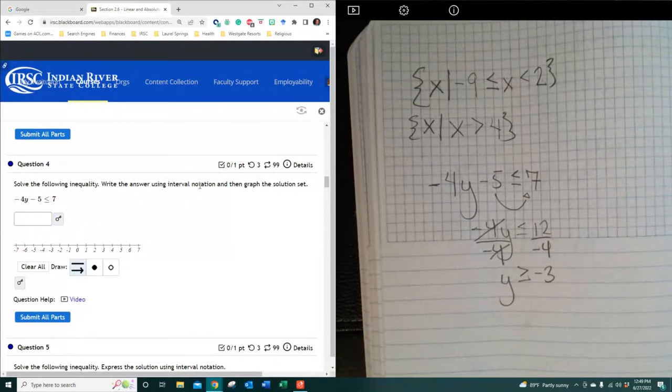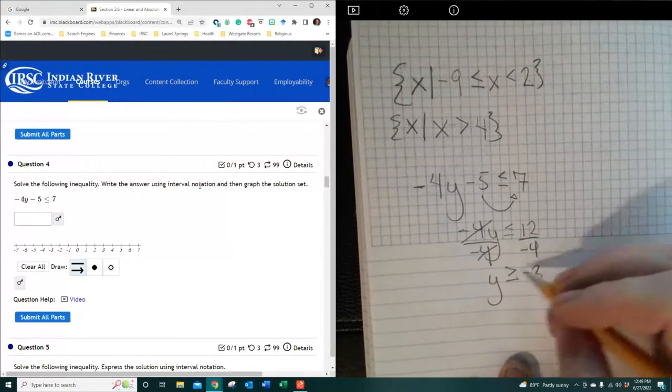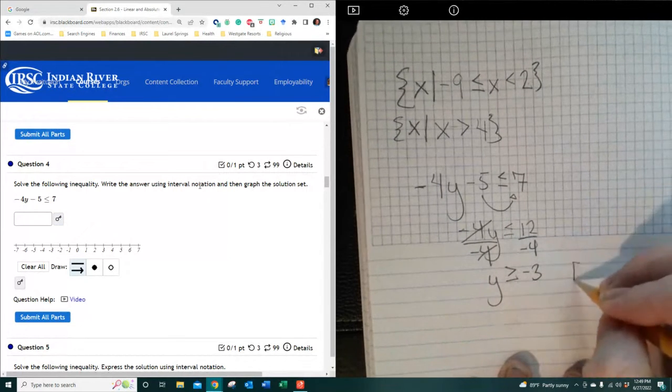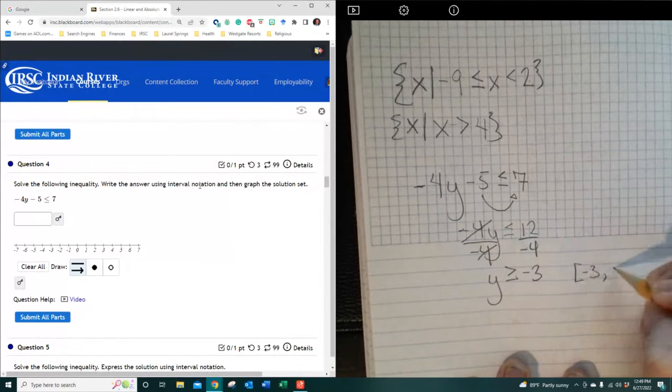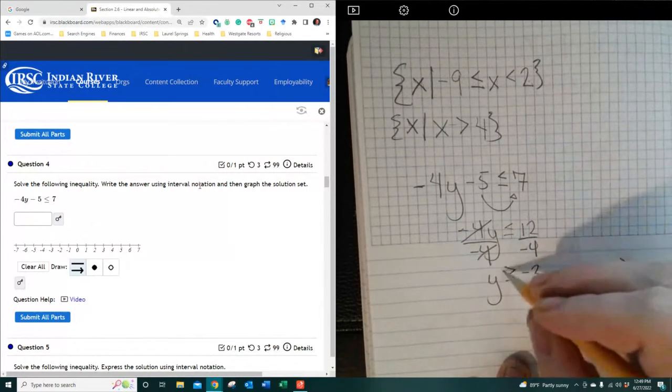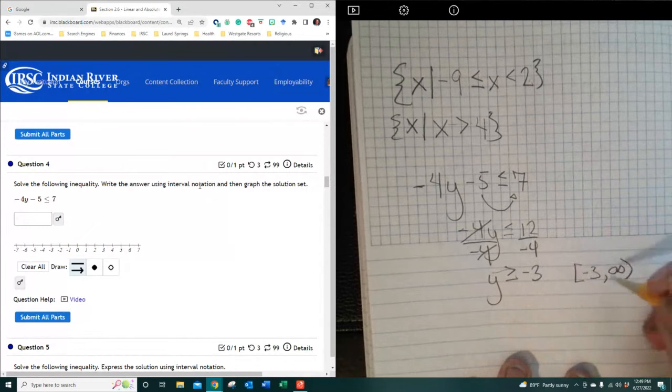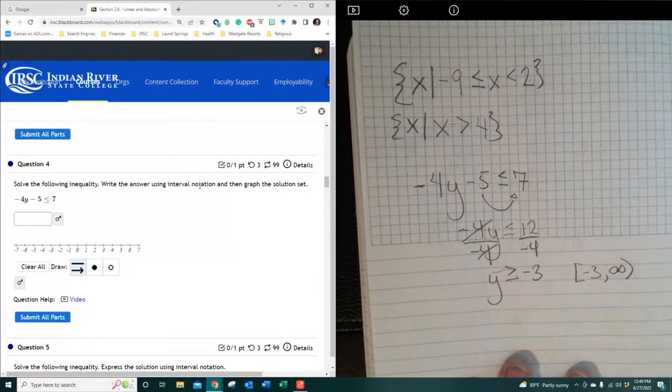Now, what's it in interval notation? So how you write interval notation is you're going to be inclusive of the value of -3. You're going to point it to the right, and that means it's greater than that value. So in interval notation, it's the inclusive bracket, -3 to infinity.